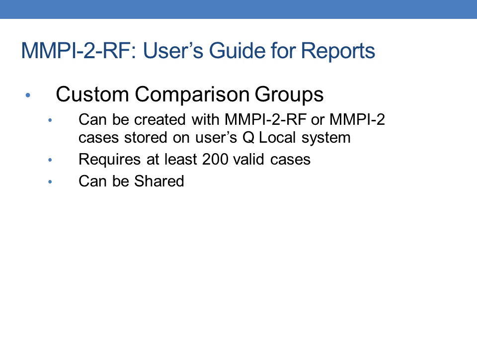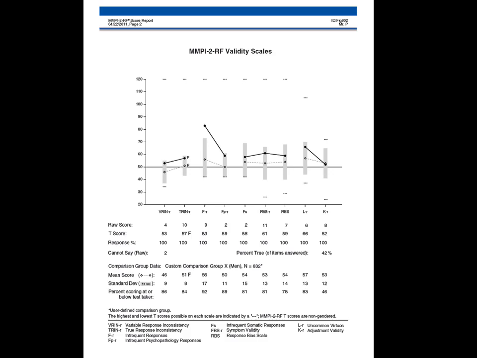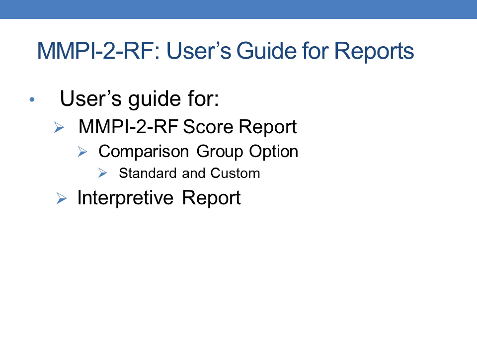Another neat feature of the test is that you can create your own comparison groups. Let's say you have a practice or a setting that has a unique type of client. As long as you have 200 valid cases, you can develop your own. You can name it what you want; here it's just called Custom Comparison Group X. You can see how these scores compare. You also get the percentile at the bottom, which I didn't mention earlier, so you can see what percentile your client's score is in relation to the comparison group.